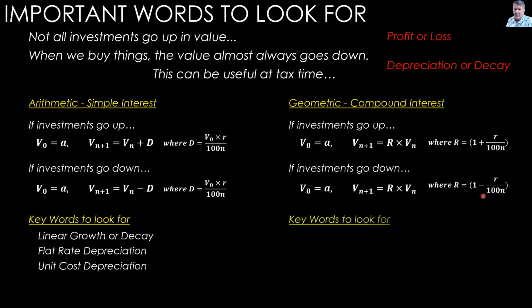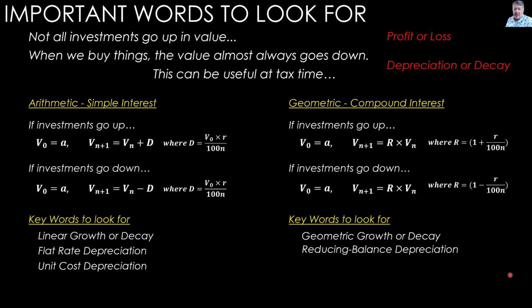And the keywords to look for to help you pick, if it doesn't say compound interest or geometric, look for words like geometric growth or decay. Another one, reducing balance depreciation. Okay, keywords to look for there. This could be a useful slide if you want to pause and put a little table of what to look for. All right, I promised you a summary. I think that's enough for this stuff.